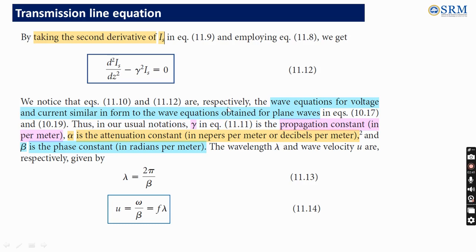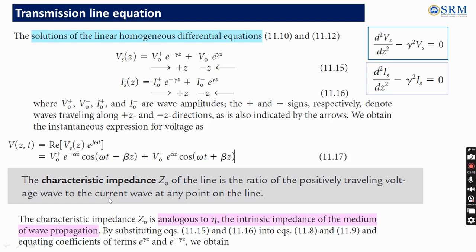So we can observe that these are the wave equations for voltage and current in a transmission line. These are similar to the form we obtained for sine waves. Here gamma is the propagation constant, measured in per meter, alpha is the attenuation constant, measured in nepers per meter or decibels per meter, and beta is the phase constant, measured in radians per meter. The wavelength, we know the relation, is 2 pi by beta, and velocity is omega by beta. I can write it as frequency into lambda also. These are other ways of representing it.